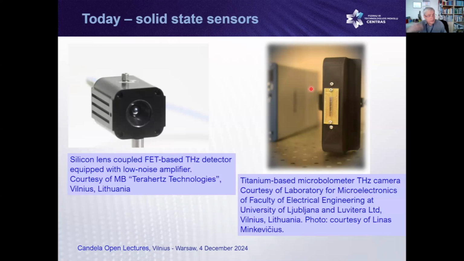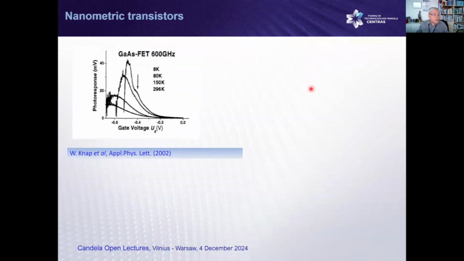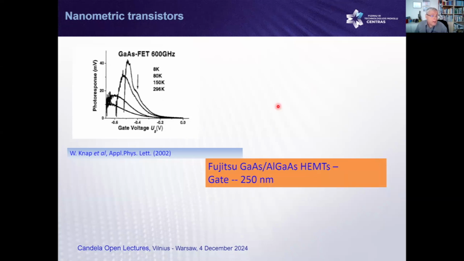They are very different devices, but still very good, depending on the range of application and the conditions of application. So, nanometric transistors, once again, pioneering work by Wojtek Knap in America, an elegant experiment using Fujitsu transistors. We have 90 and 40 nanometer scales. Wojtek and his co-workers observed a very nice peak here, and it was big, in the millivolts range. It's huge numbers. What is important is 600 gigahertz, while the limitation was about 20 gigahertz, if I recall correctly.